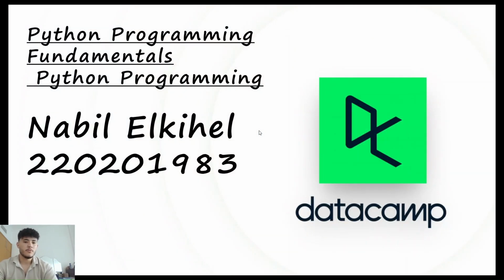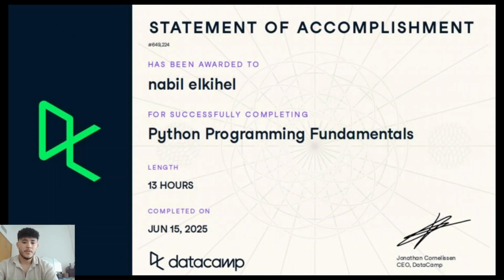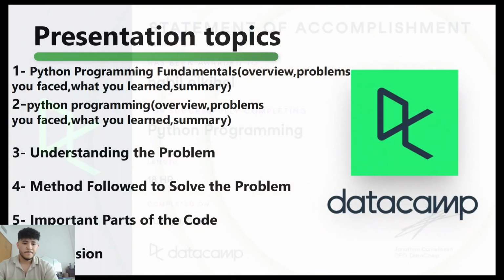I'm a computer engineering student. My student number is 220201-983. I took the workplace training online with DataCamp, and this is the certificate that I got after finishing the courses. This is the first one, Python Programming Fundamentals, and this is the second one, Python Programming. Now we are going to see the presentation that I made after finishing the course.